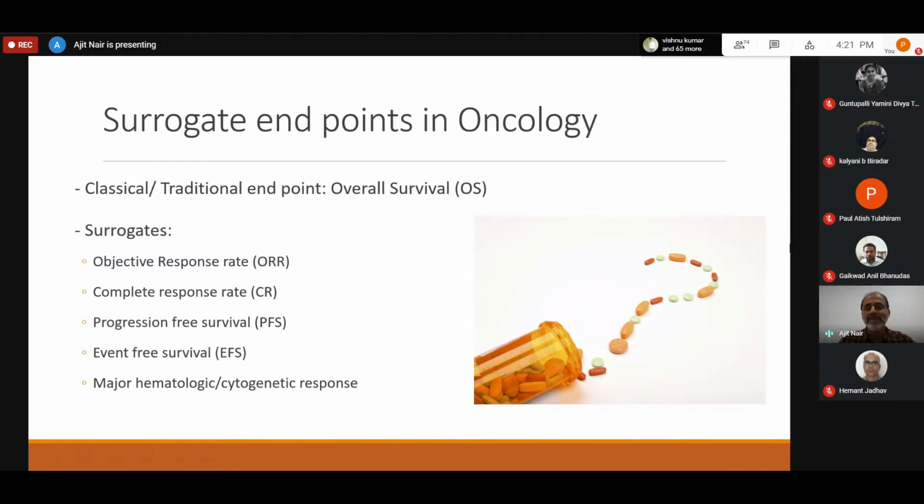So these are some of the surrogates. You can probably browse the web, and I can talk about this at length, but it will go beyond the discussion time for the presentation. But these are some of the endpoints which are surrogate endpoints, as against the classical oncology endpoint, which is overall survival.